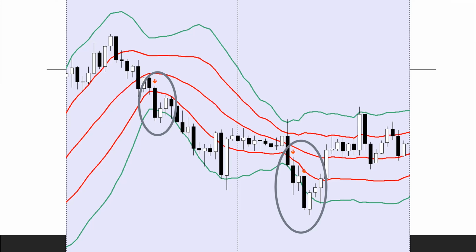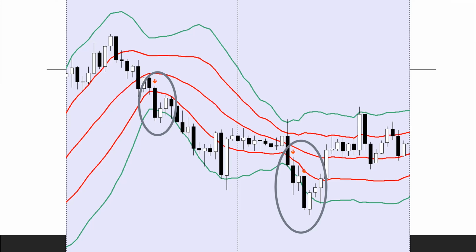The red arrow that you have there will pop up live. When price goes outside of the Bollinger Band, you will see a red arrow appear. It actually tells you not to sell. It tells you that it is outside of the Bollinger Band, so wait.